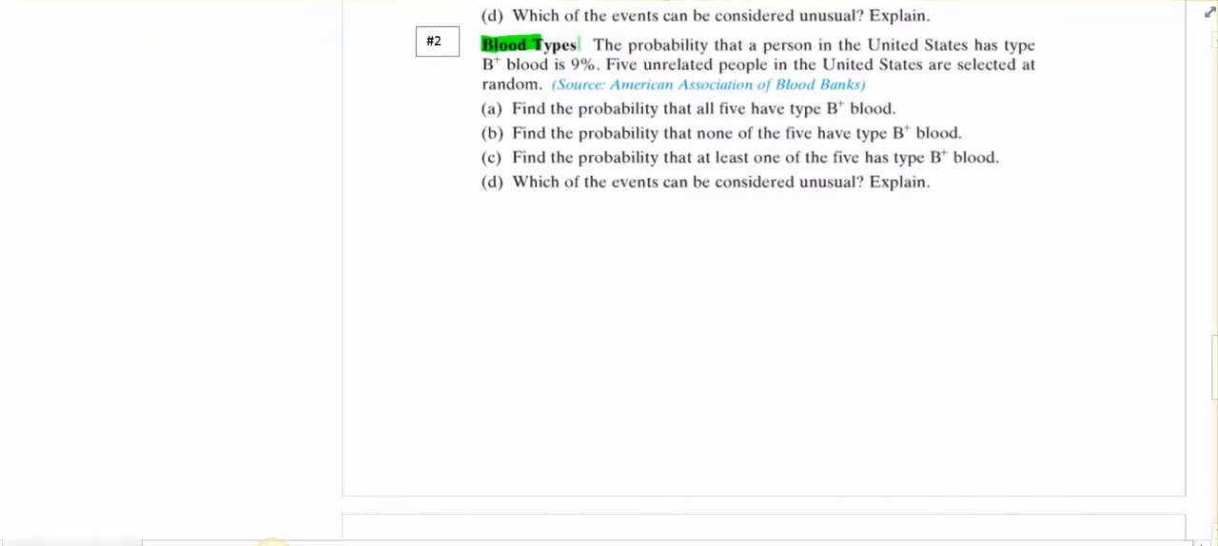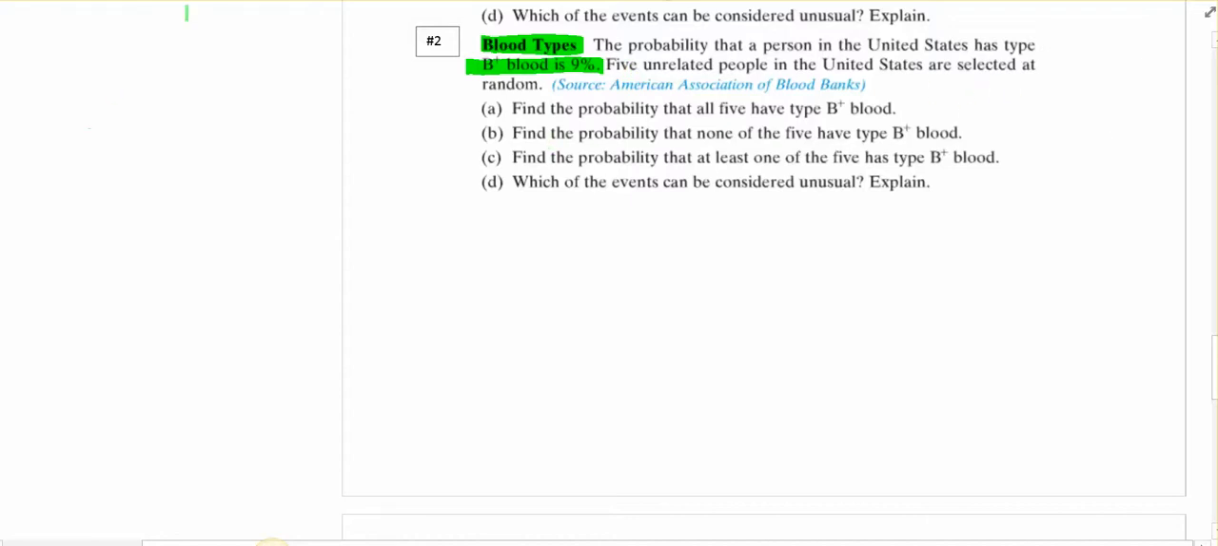So let's move to blood types. The probability that a person in the U.S. has type blood B positive, B positive, I get it, instead of B negative, is 9%. 5 unrelated people are selected. Find the probability of the following.